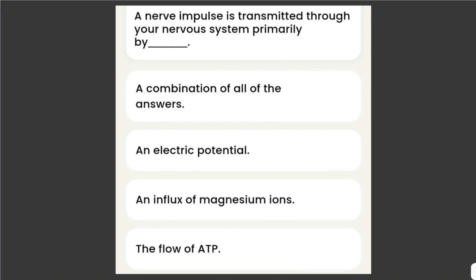A nerve impulse is transmitted through your nervous system primarily by a combination of all of the answers: an electrical potential, an influx of magnesium ions, or the flow of ATP. The answer here is an electrical potential. Nerve impulses are transmitted in the nervous system primarily through electric potentials, which are generated by a change in the balance of sodium, potassium, and calcium ions in the nerve cell.